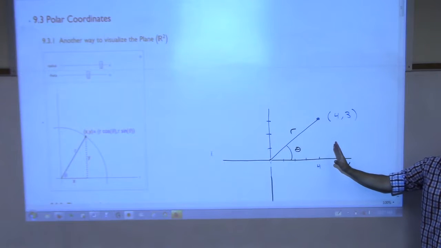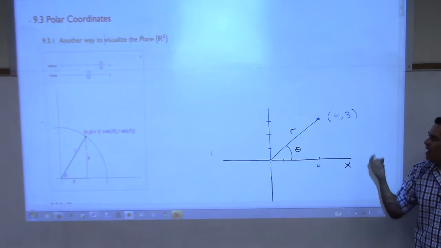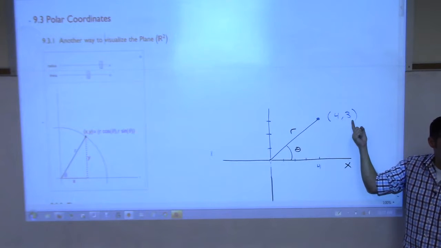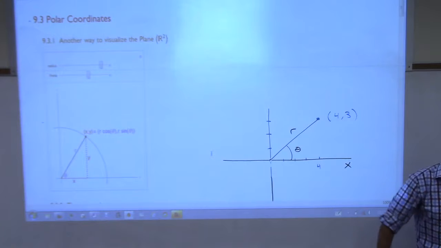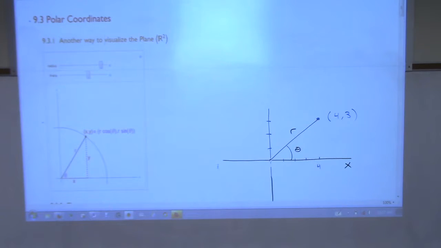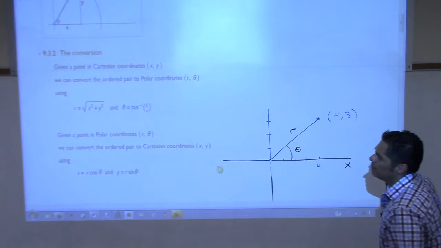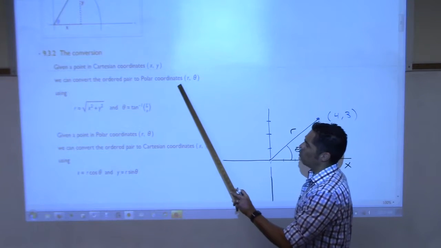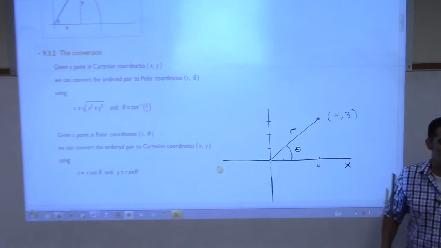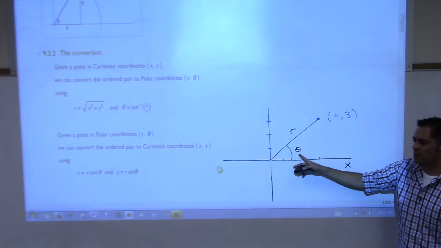This is polar coordinates. The data that's given to you is not the direction in x and the direction in y. Instead, it's an angle and it's a radius. Understand? So, given a point in Cartesian coordinates x, y, we can convert the ordered pair to polar coordinates. Now, all polar coordinates are written r, theta. So they give you the radius and then the angle.